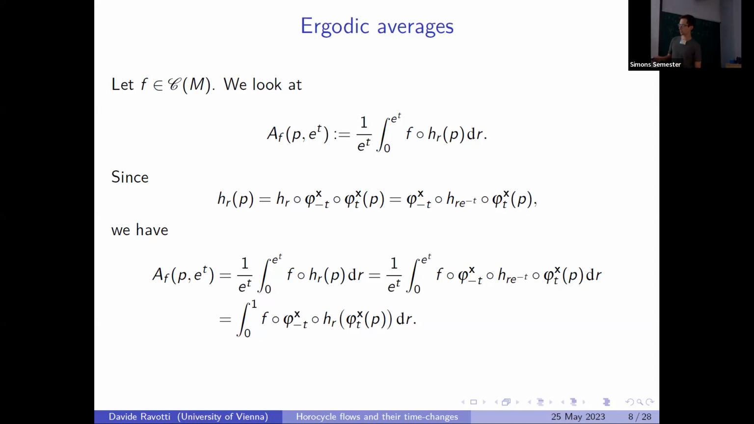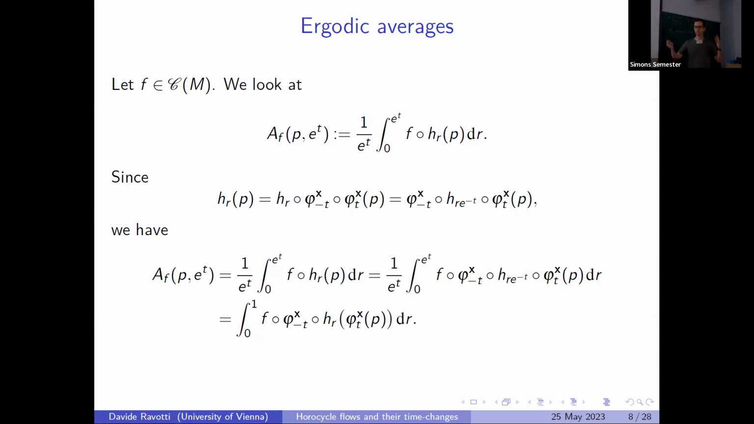So now this is an integral along a horocycle orbit of length just 1. But in order to do that, I had to change my function. Before, my function was f, now my function is f composed with phi x to the minus t. And I also changed the point. Now my point is phi xt of p.